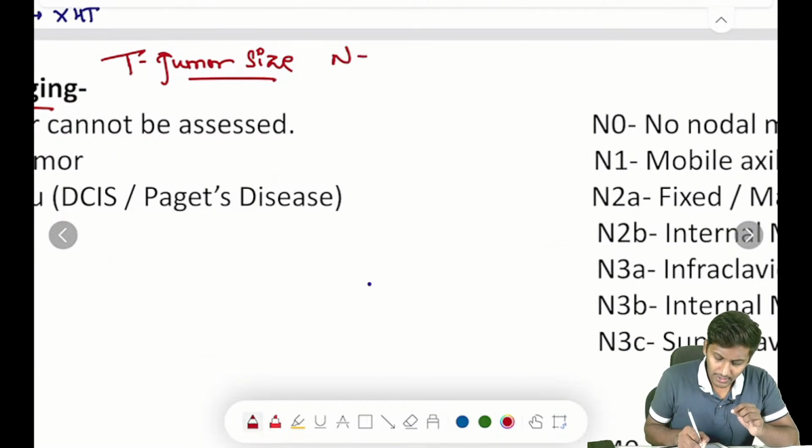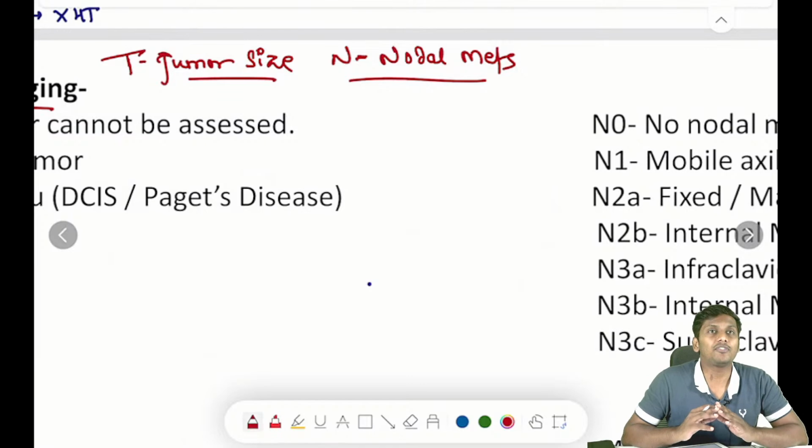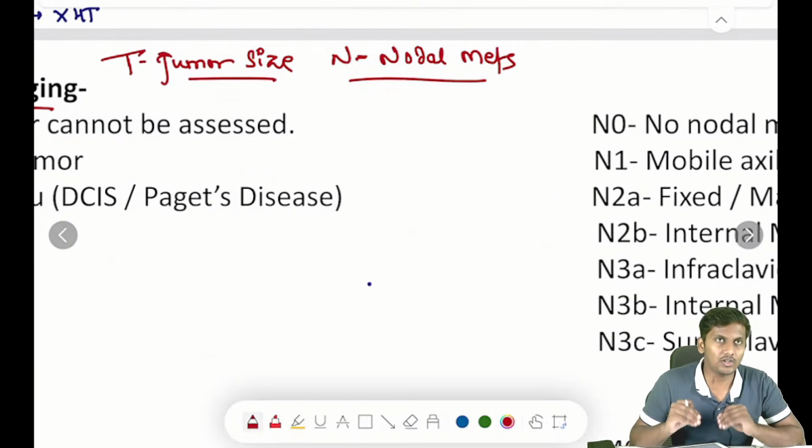N goes for what? N goes for the nodal metastasis. What do I mean by this nodal metastasis? That means the number of lymph nodes involved. The number of lymph nodes involved, that decides the nodal staging of a cancer.